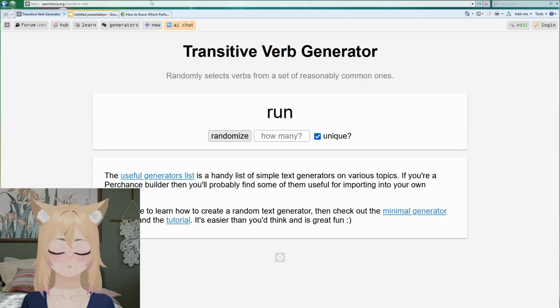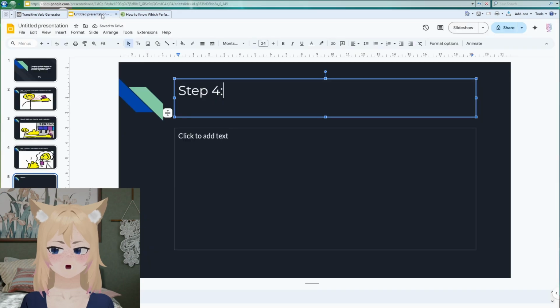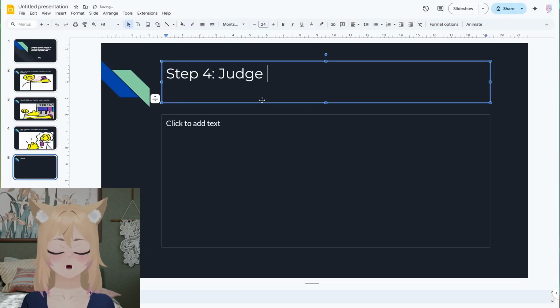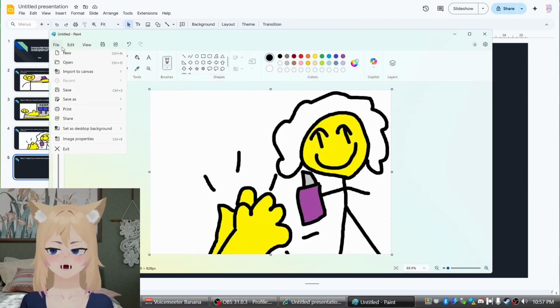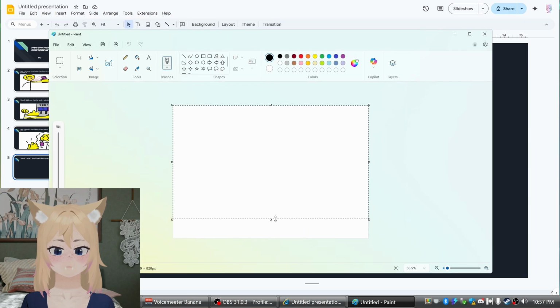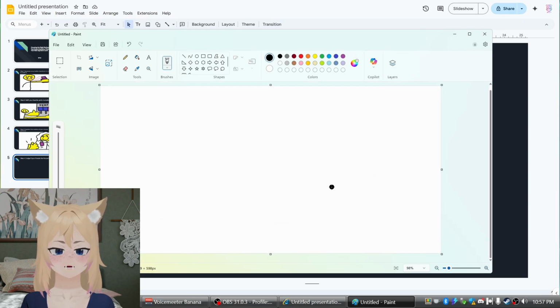You must judge if your friends like the perfume. I feel like there's a better word than judge for this, but that's not incorrect, so I think it works. So let's draw your friends, of whom you have a lot, right? Otherwise this tutorial doesn't work. You are friends, right? You're gonna follow my tutorial, right? Friends.